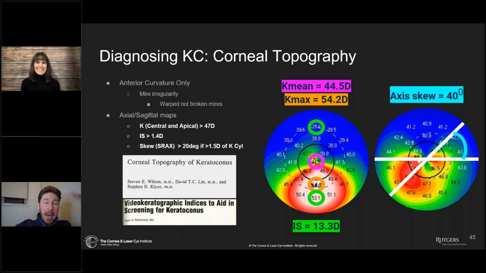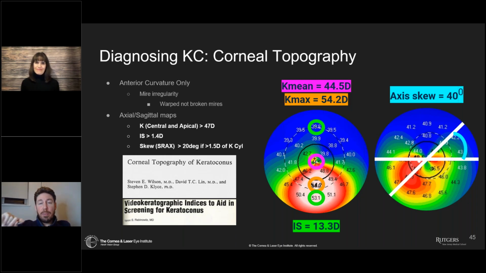That is hilarious. But yes, so any K value greater than 47 diopters is keratoconus if we have an IS ratio, which is essentially looking at asymmetry from the top to the bottom of the cornea.